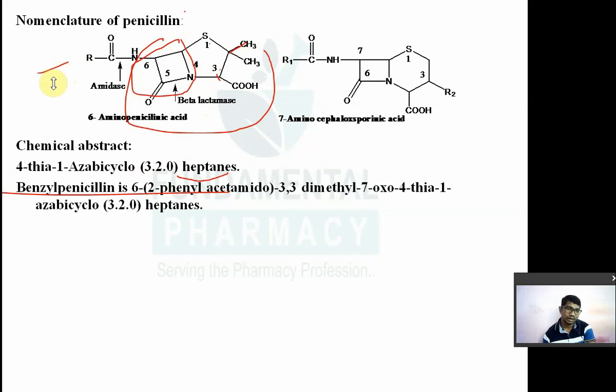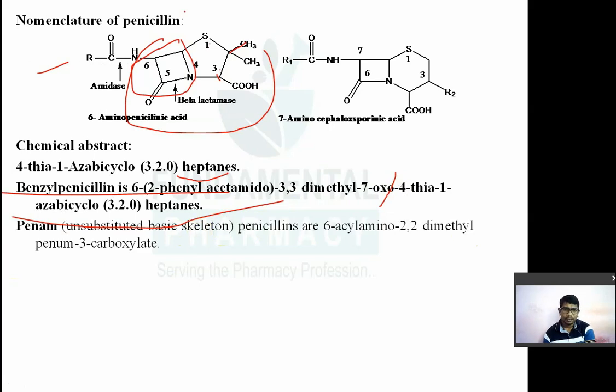Then what will be the name of benzyl penicillin? As per the chemical abstract, benzyl penicillin is 6-(2-phenylacetamido)-3,3-dimethyl-7-oxo-4-thia-1-azabicyclo[3.2.0]heptane. The rest stays common, only up to here. That is the chemical abstract name of benzyl penicillin or penicillin G.